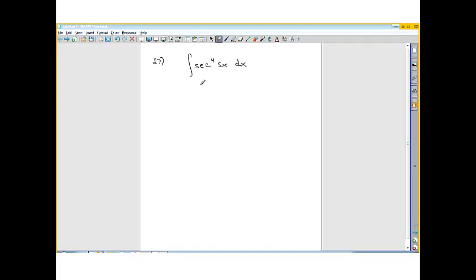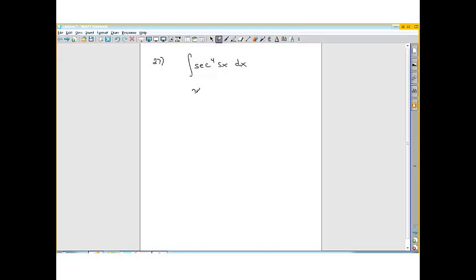So, either we're going to take a secant and a tangent and separate them, which we don't have any tangents, so obviously we're not going to do that. So what we would hope is that we take a secant squared from this secant to the fourth, move that over there, and what you'd have left is secant squared, and we can then use one of the Pythagorean identities to rewrite that in terms of tangent. So that's what we're going to do.